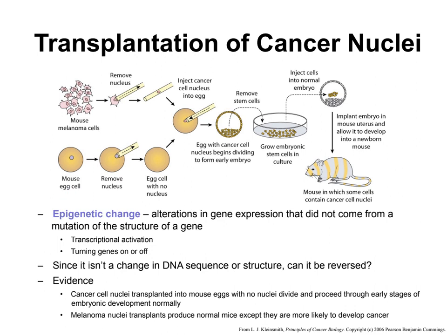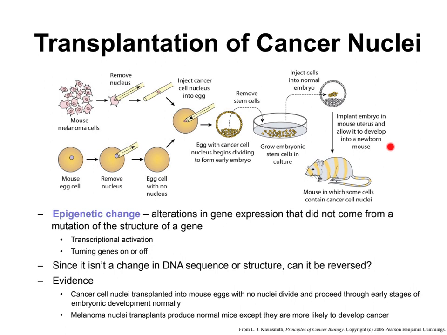An egg cell. They remove its nucleus. They replace it with the nucleus from the melanoma cells. And then they allow it to start to grow and divide and start to form an embryo. Here they remove stem cells. So these stem cells would contain the nucleus from the melanoma cell, and they grow them in a dish. Then they take these stem cells and inject them into a normal embryo. They implant the embryo into a normal mouse and allow it to develop into a grown mouse.